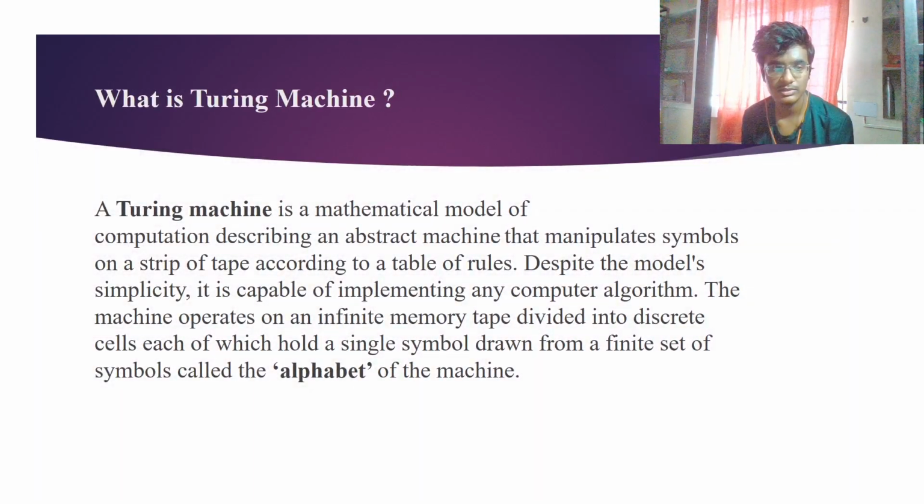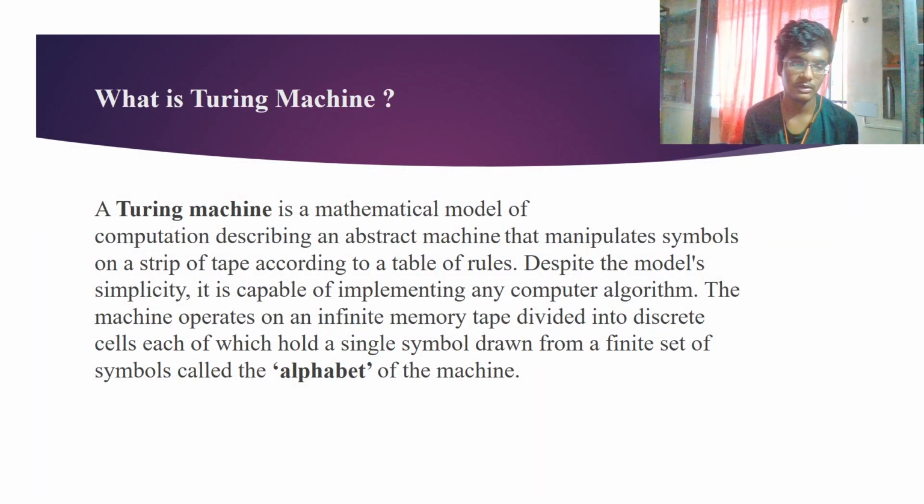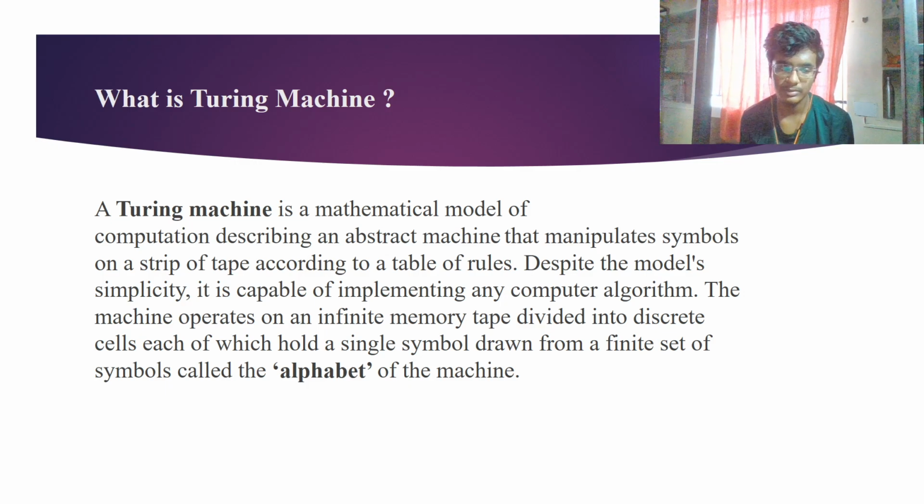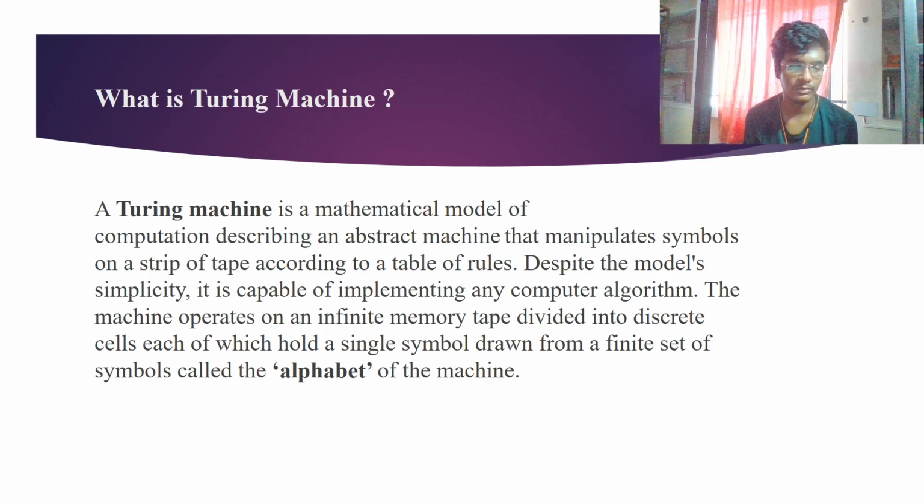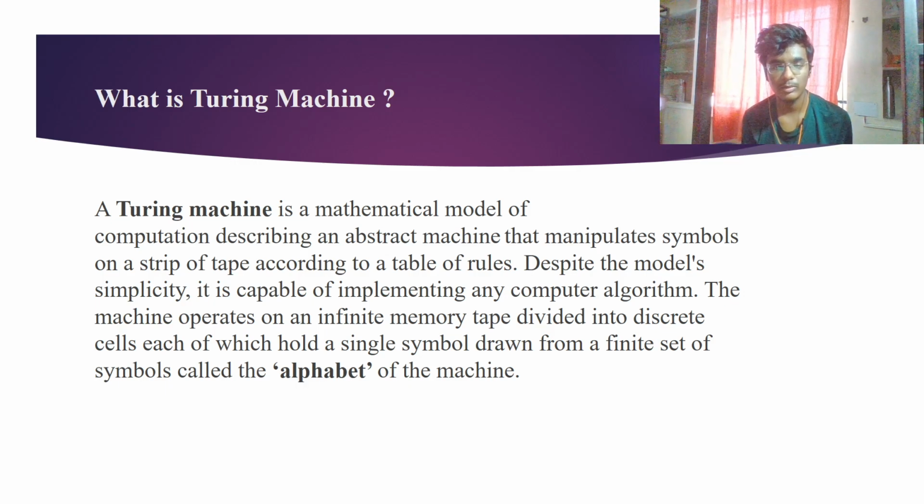So the question arises first: what is a Turing machine? A Turing machine is a mathematical model of computation describing an abstract machine that manipulates symbols on a strip of tape according to a table of rules. Despite the model's simplicity, it is capable of implementing any computer algorithm. The machine operates on an infinite memory tape divided into discrete cells, each of which holds a single symbol drawn from a finite set of symbols called the alphabet of the machine.